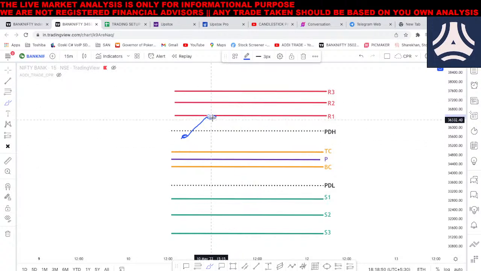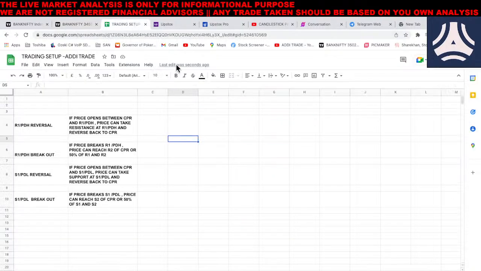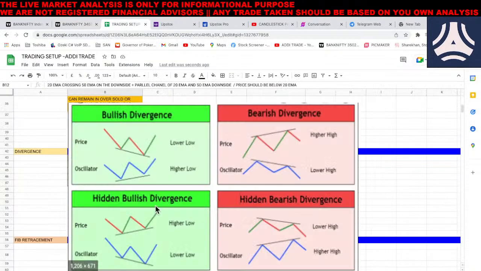In this case, this is the time when you see this. Along with the candlestick pattern, we can also see if we find this kind of a bearish divergence, either this or the hidden bearish divergence. The bearish divergence is nothing but the price making a higher high and the oscillator making a lower low. Oscillator is nothing but RSI. And hidden bearish divergence is again the price making a lower high and the oscillator making a higher high.